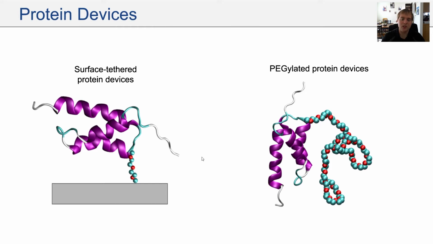The first functionalization strategy is to covalently tether the protein to a solid surface or substrate. This is commonly done to make sensors or detection assays. The second is that the protein can be pegylated by attaching polyethylene glycol polymers to the biological molecule, such as used in pharmaceutical applications to slow filtration in the body, and many approved drugs use such a functionalization approach.